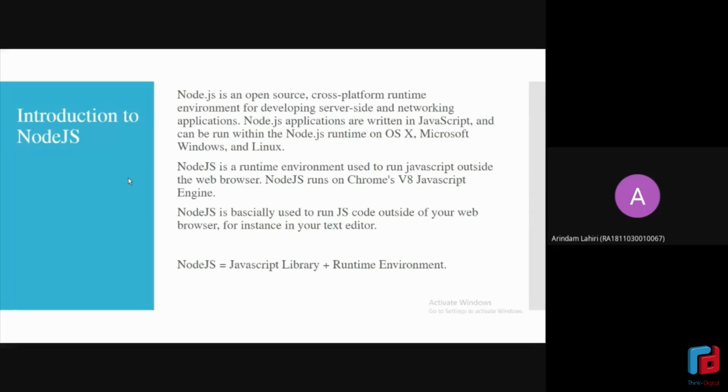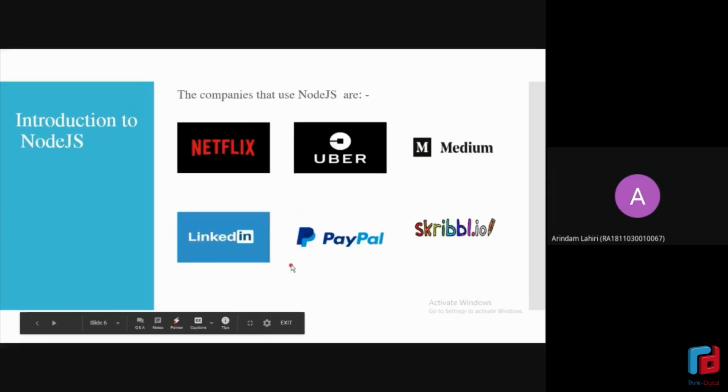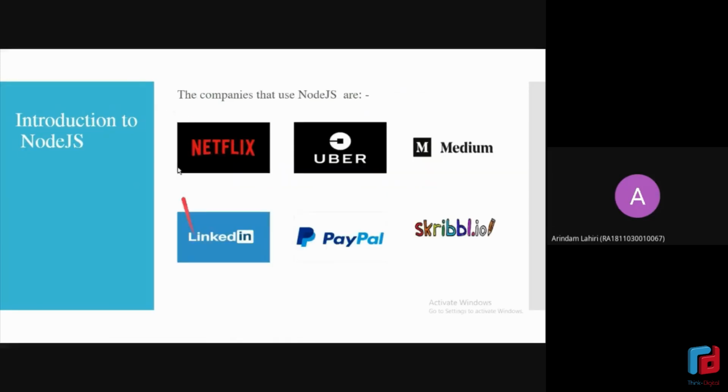Once you know JavaScript, as I already told you, it's also used in the backend as well, right? So how do we use it in the backend is by making use of Node.js. Node.js is a runtime environment which helps us to use JavaScript in the backend. So this shows the importance of Node.js. You can see some very big companies like Netflix, Uber, Medium, PayPal, LinkedIn, everybody uses Node.js.